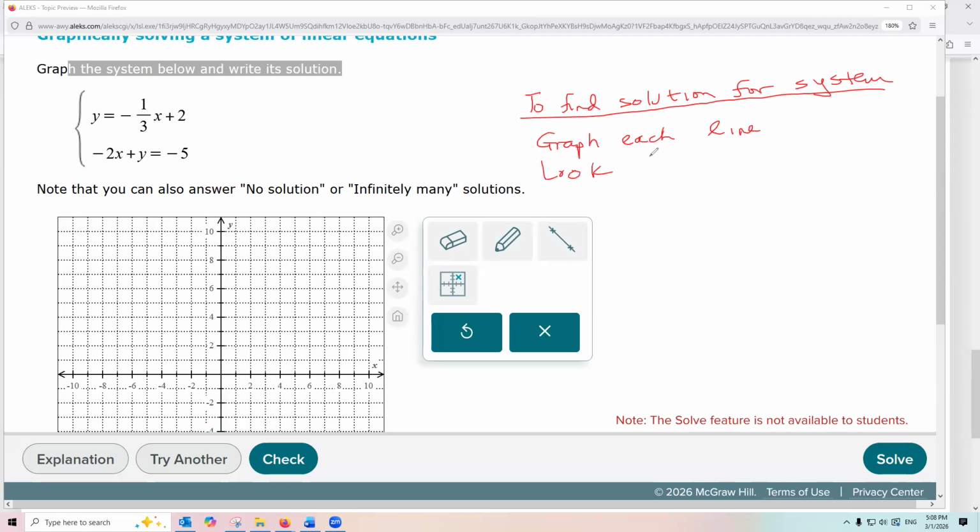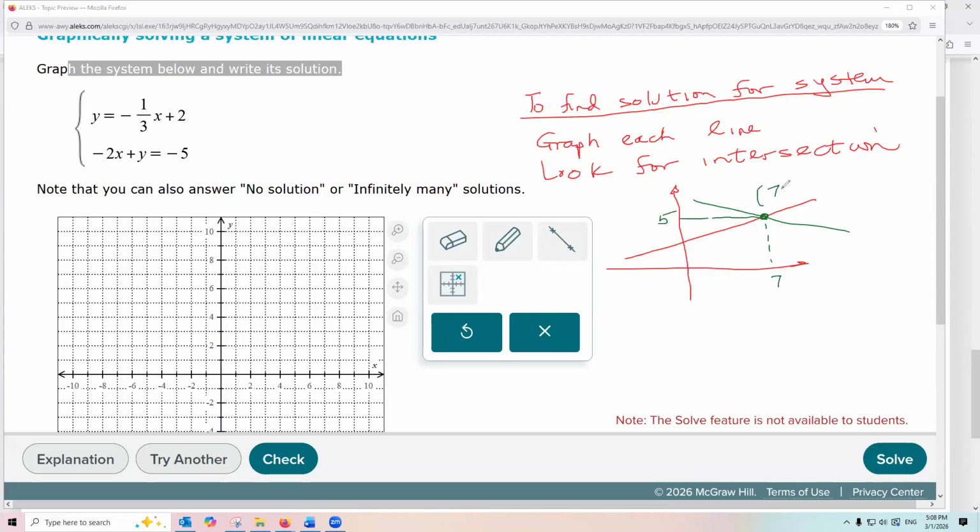Look for the intersection of where the two lines cross one another. Let me give you a quick example. Let's have one line going like that, and another line going like this. They intersect right here at this point. Let's say this point happens to be 7, 5. So this point is 7, 5. That's the solution. The solution here is 7, 5.